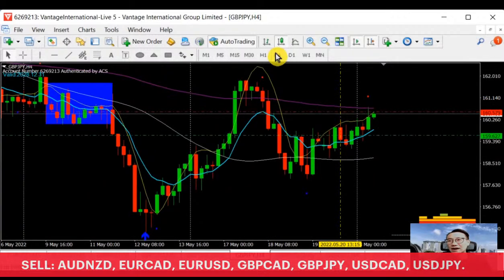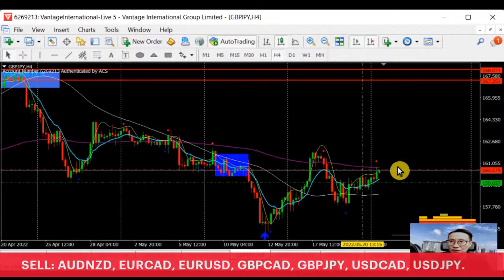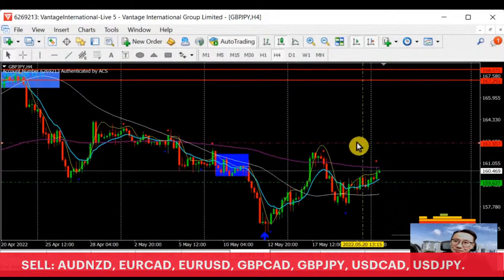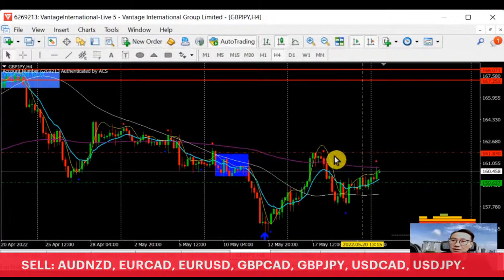I want to see if there's a good chance for this pound yen to test the resistance up here, which is about 161,830. Yeah, it's 830. So this will be a very promising selling. Will it go down to 159,900?